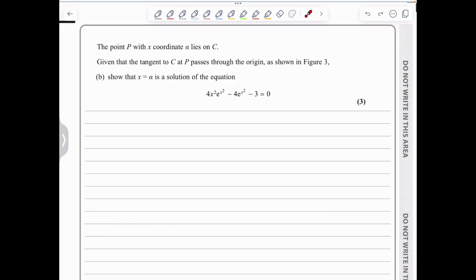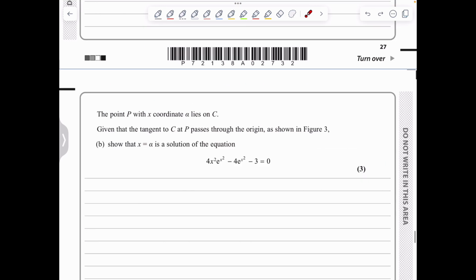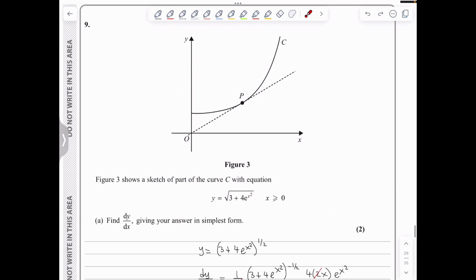We then have that the point P with x-coordinate alpha lies on C, and given that the tangent to C at P passes through the origin, we need to show that x is alpha is a solution to the given equation. So the first thing to do is go back to the diagram here. We've got the point P with x-coordinate alpha and corresponding y-coordinate the square root of 3 plus 4e to the alpha squared. So these are the coordinates of P.